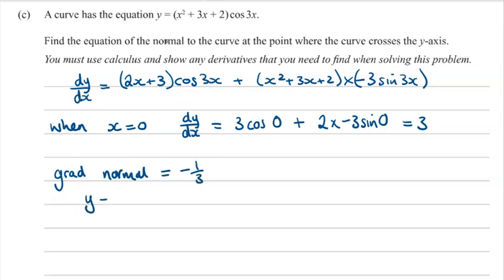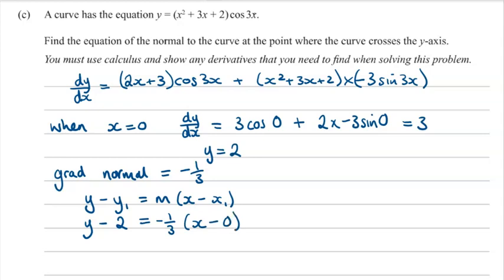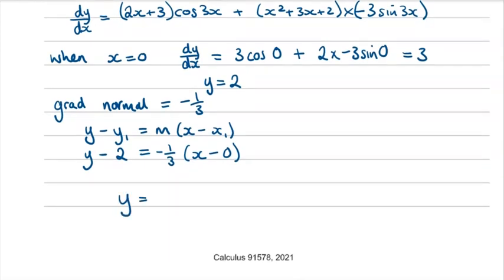Now we're going to put that into the equation y minus y1 is equal to m times x minus x1. So for that, we're going to need the coordinates of a point on the curve. So we'll go back to when x equals 0, we've got the gradient, but we can also work out the y term. So if x is equal to 0, we will have 2 times cos of 0, so that's equal to 2. Now we can substitute it into here. So y minus 2 is equal to our gradient of minus a third times x minus 0. So y is equal to minus a third x plus 2.